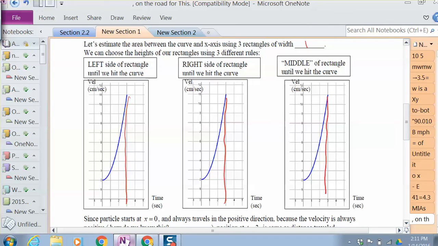So we're going to draw 3 rectangles, but using 3 different methods. So you could draw a rectangle like this. You can also draw a rectangle where the top left corner is touching the curve, or you could have it so that the top right corner is touching the curve, or you can have it so the middle of the top side is touching the curve.